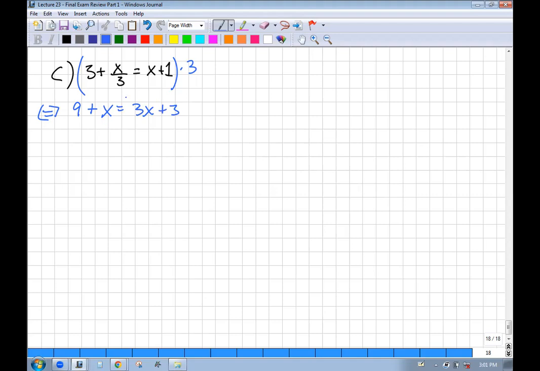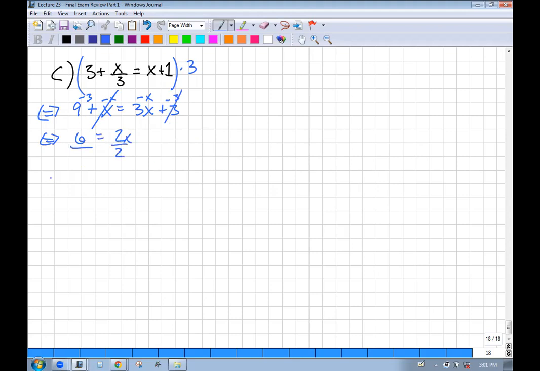All right, combine the x's. Let's subtract x from both sides. All right, so the x's are going to end up over here. So I want the numbers on the other side. So I'll subtract 3 from both sides. 9 minus 3 is 6. 3x minus x is 2x.